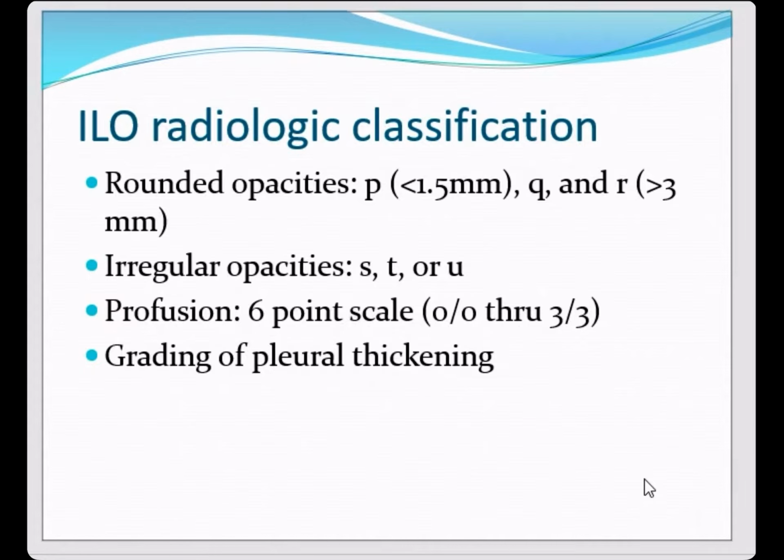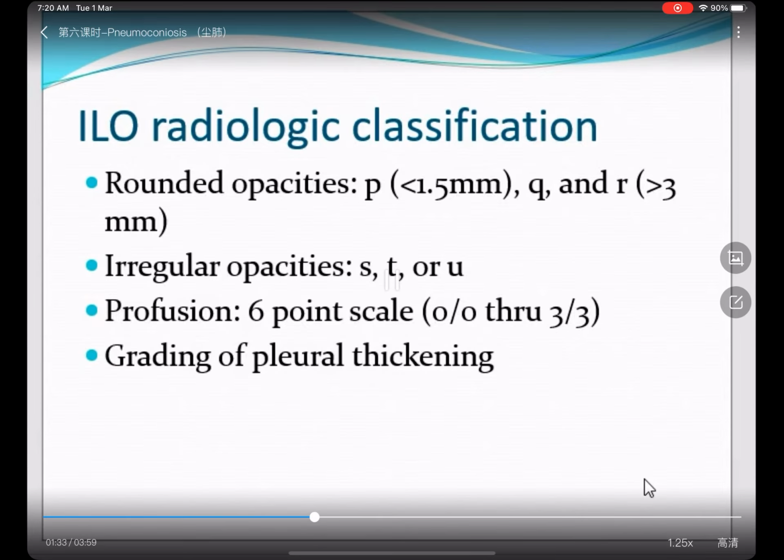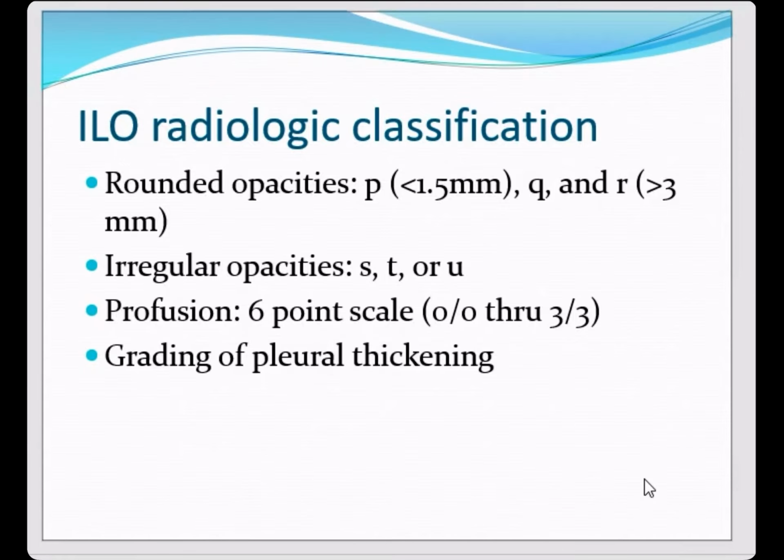If the nodules have irregular shapes, they use S, T, and U to identify the nodules. Same as P, Q, R, if the size is smaller than 1.5 millimeters, the irregular opacity is called S. If between 1.5 and 3, the irregular nodules are called T. If it is bigger than 3 millimeters, the nodules are called U. So S, T, or U are for the irregular opacities.